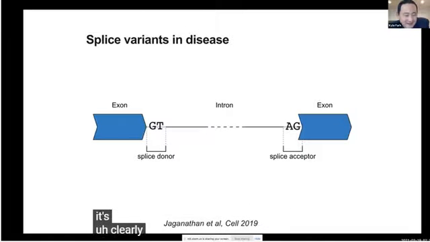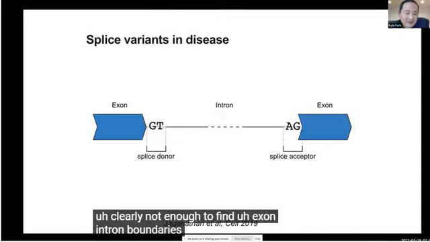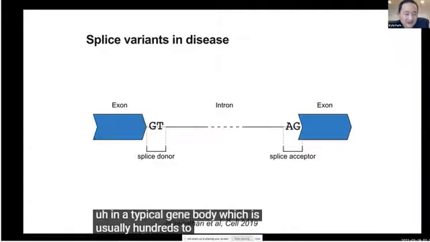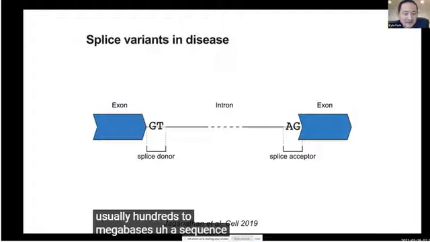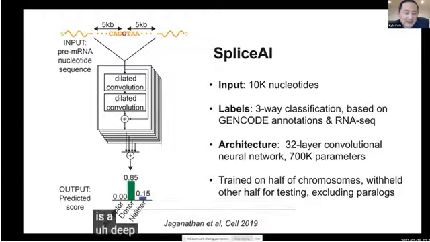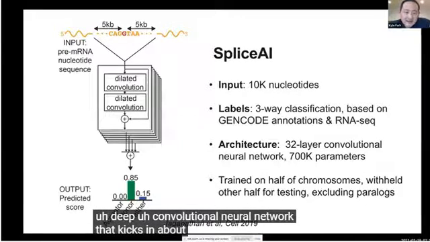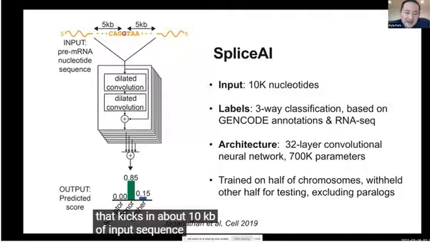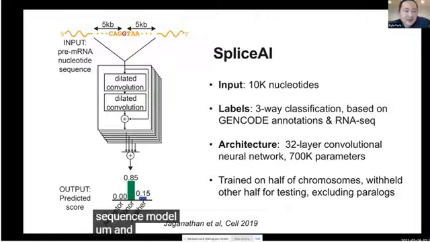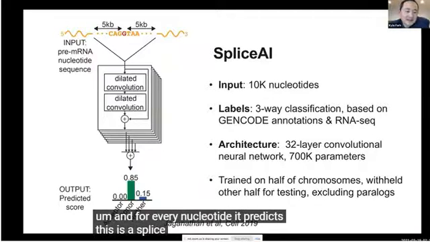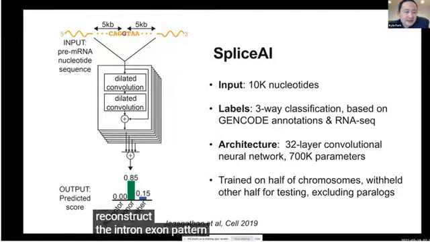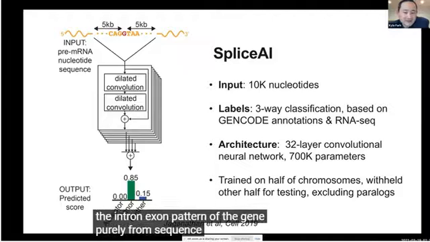So it's clearly not enough to find exon-intron boundaries with nucleotide-level precision in a typical gene body, which is usually hundreds of kilobases to megabases of sequence. So introducing SpliceAI. This is a deep convolutional neural network that takes in about 10 kb of input sequence. Basically, for the entire gene body, it's a sequence-to-sequence model. For every nucleotide, it predicts: is this a splice donor, acceptor, or neither? So it tries to reconstruct the intron-exon pattern of the gene purely from sequence.